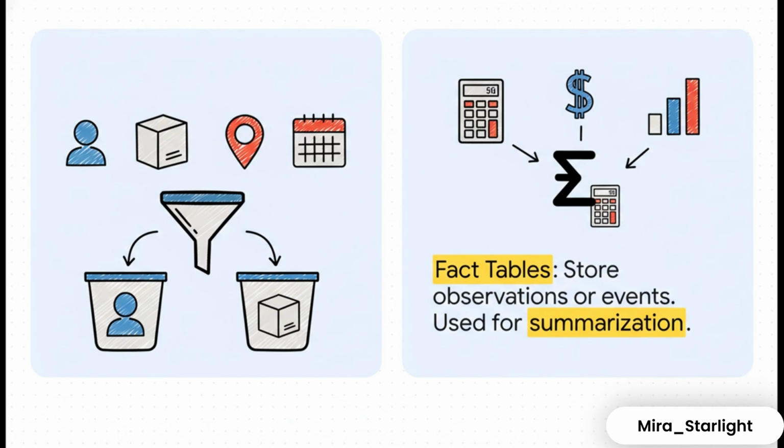On the other side, you have fact tables. These are just numbers, the events that happened, like sales or inventory counts. They're what you use to add things up. That's it. Dimensions for filtering, facts for summarizing. Simple, clean, and crazy fast.